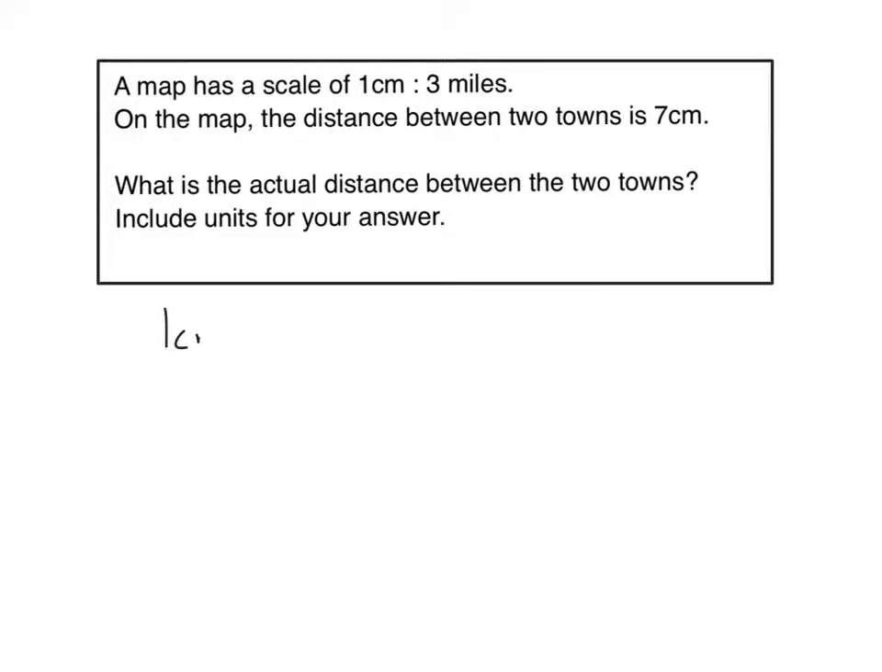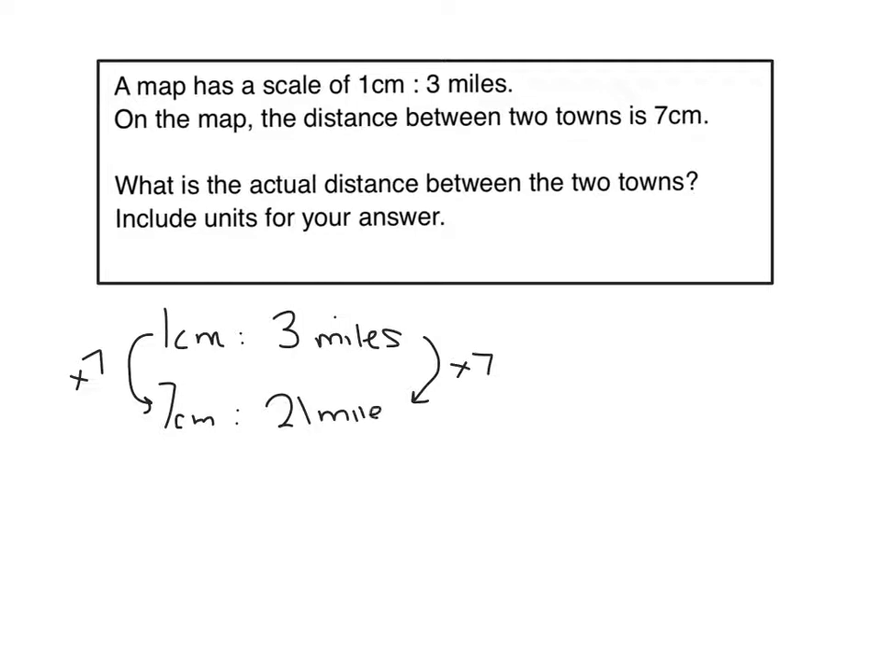So we've got 1 centimetre is 3 miles. So I want to know how much is 7 centimetres. I'm going to show you how you can do this using proportion or just using a bar model to visualise it. So to get from 1 centimetre to 7 centimetres, I need to think, well, what do I times by? Well, you times by 7. So you need to times by 7 on this side. So it's 21 miles.